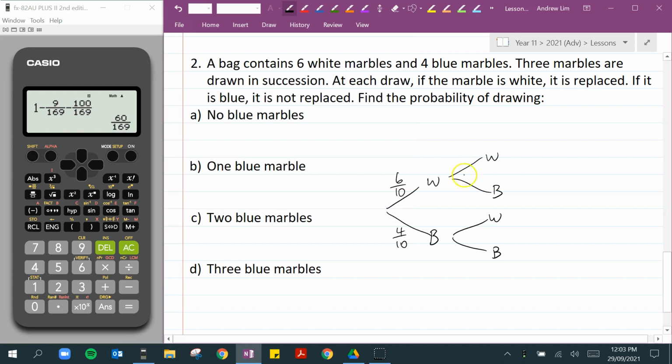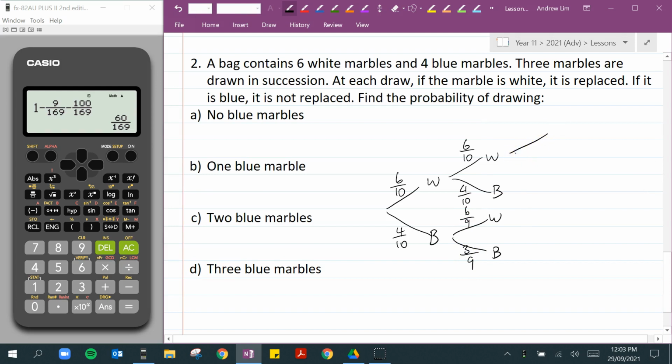Okay, so if we've taken a white, we replace it, so there's still 6 to choose from, and there's still 4 blue. If we've taken a blue, we actually don't replace it, so now there's only 9 marbles to choose from. 6 of them are still white, but now there's only 3 blue.